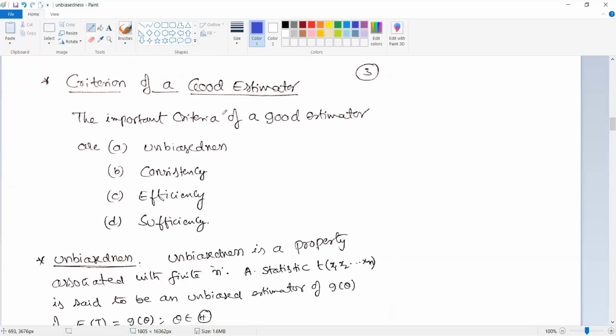Similarly, in statistical theory, we have to estimate the unknown population parameter theta using the sample function, which is called a statistic. A statistic that satisfies all these four properties is called a good estimator. Using that estimator, we estimate the unknown population parameter theta. How to give importance to the good estimators? First, we are going to discuss them one by one.